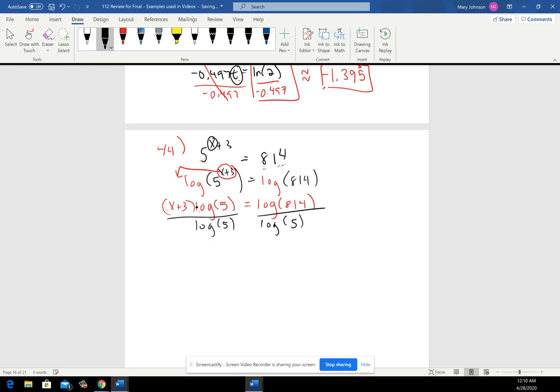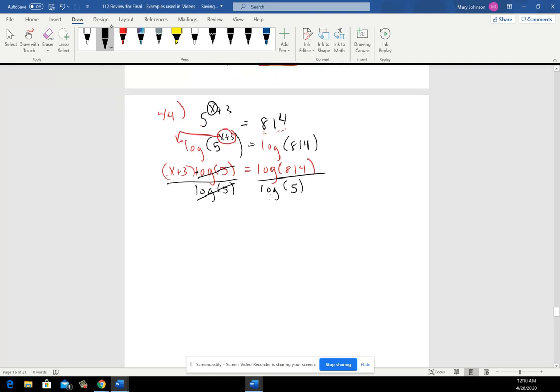Now log is the name of a function. I shouldn't see you crossing out the logs. You can cross out the value of the function at 5 though. And that leaves you with x plus 3 equaling the log of 814 divided by the log of 5. And you can't come in here and divide. So that's part of it. Now you're really close. You just need to subtract 3 from both sides to get x. So x, the exact answer, would be this.